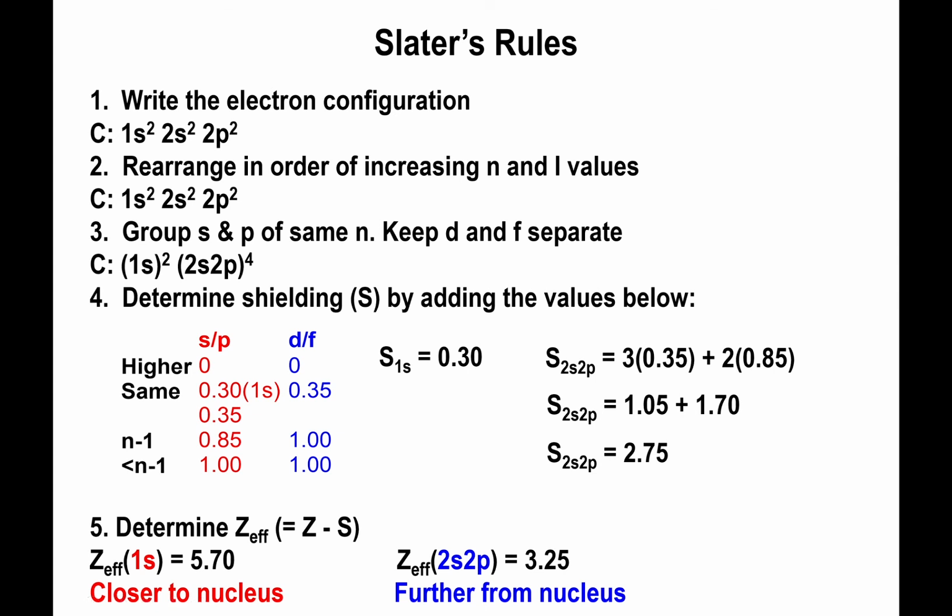And the idea is that the higher the value of the effective nuclear charge, the closer to the nucleus you are. So the 1s orbital is indeed closer to the nucleus because it has a higher value than the 2s2p group. Okay. We're going to continue this discussion in the next video, but for now, let's stop at this point.